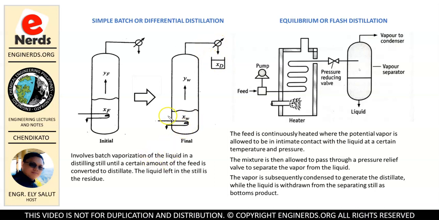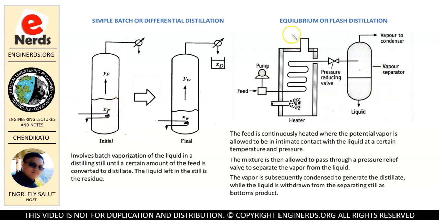Alright, so I hope we are clear with that. So this is our simple batch or differential distillation. This is a batch process because we are processing a specific amount of our mixture, and no additional amount of our mixture enters or leaves while we are conducting our process.